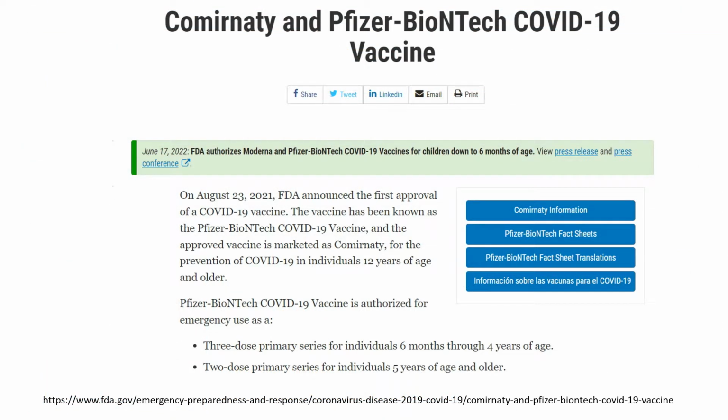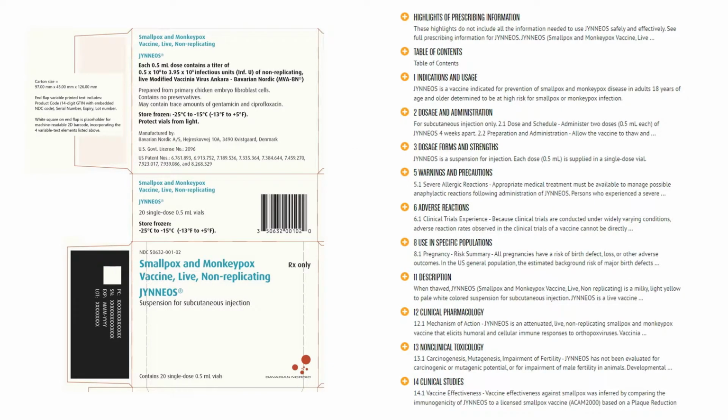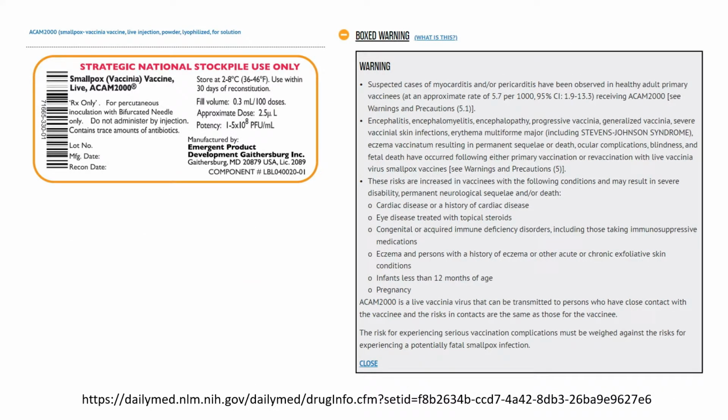Information on vaccines that are available under emergency use authorization can be found on the FDA website. In this example, the FDA provides links to both EUA and approved versions of the vaccine. All vaccine labels contain sections on indications and usage, as shown on the right. Older format of vaccine labels may not contain all of the sections. The DailyMed database also contains depiction of the packaging. Some products also contain a boxed warning that describes specific risk. This example shows vaccine ACAM 2000 to prevent smallpox. This vaccine is only available as a strategic national stockpile.